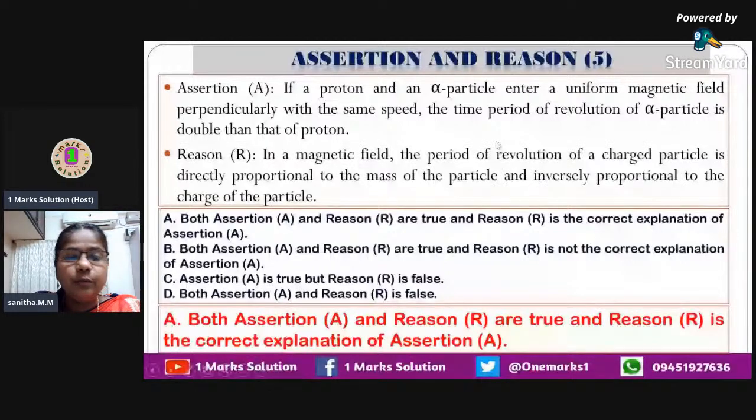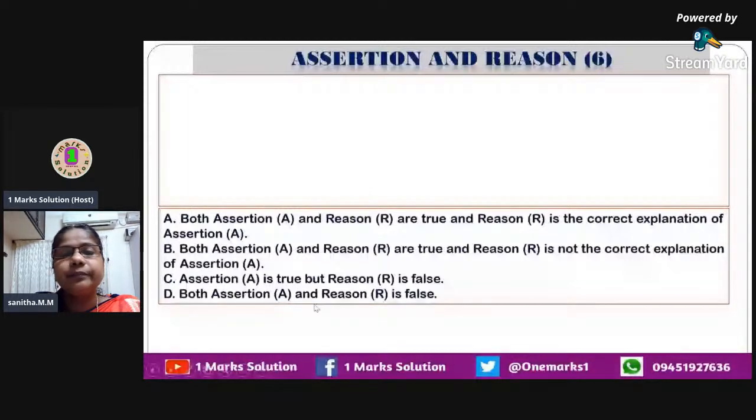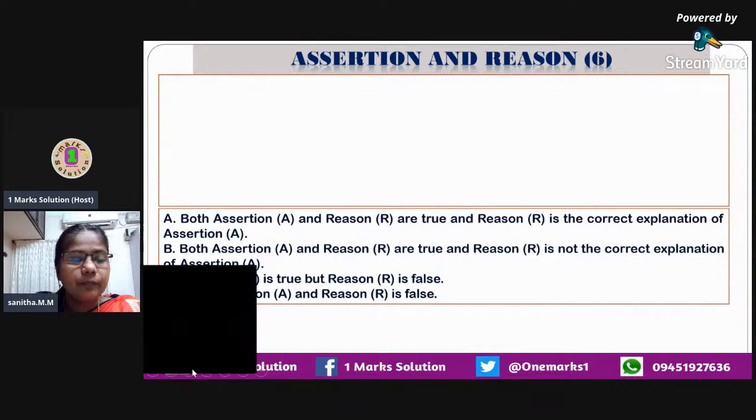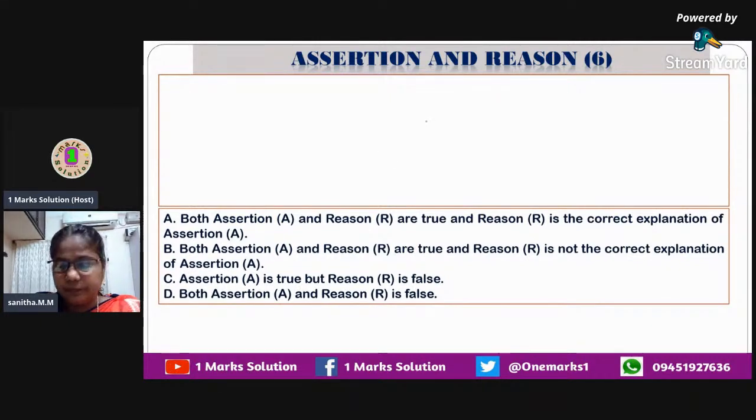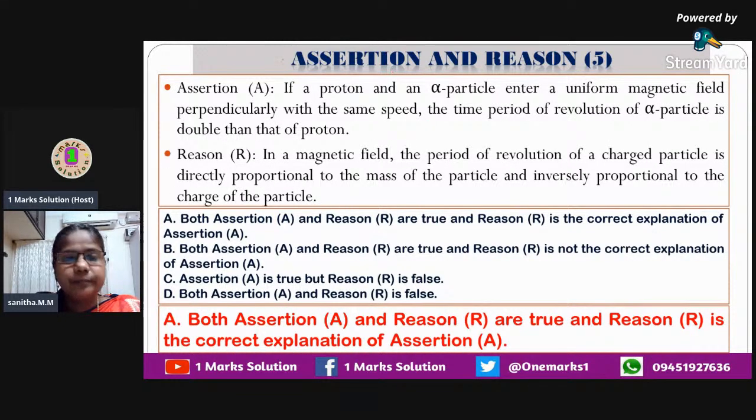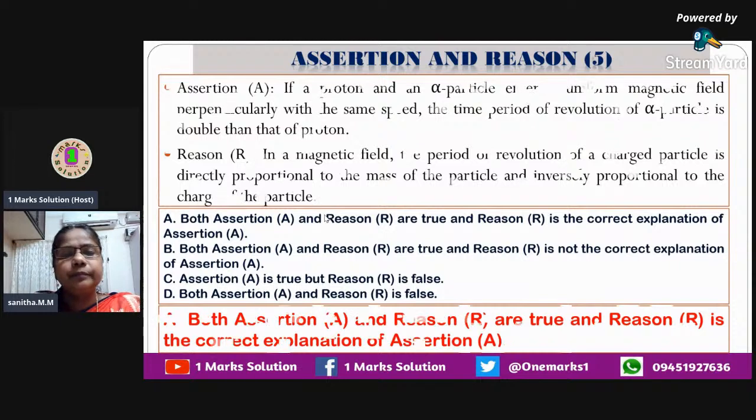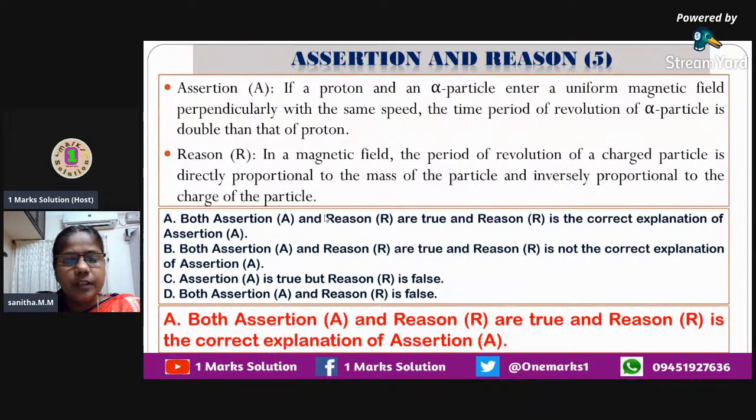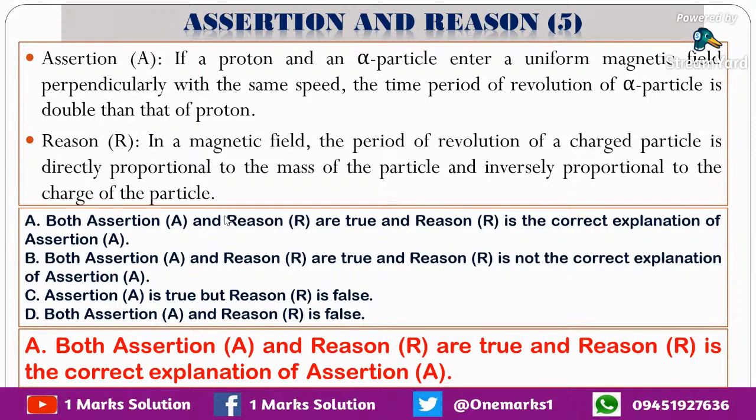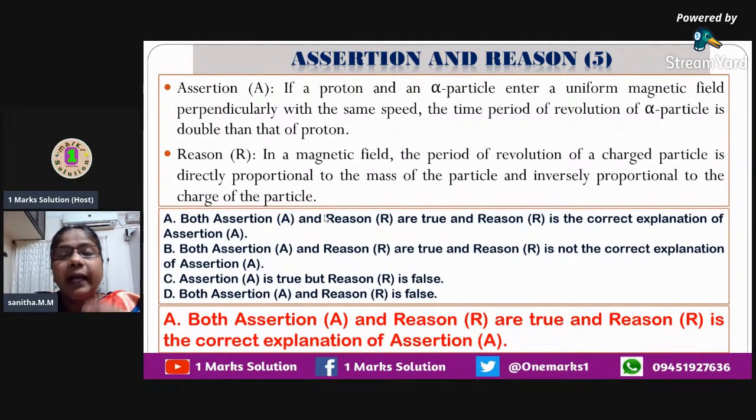If a proton and alpha particle enter a uniform magnetic field perpendicularly with the same speed, the time period of revolution of the alpha particle is double. How is it double? The time period T is equal to 2 pi m divided by BQ. That is a very important equation. The time period is independent of velocity and radius, and that is very important. So it depends on the mass, magnetic field and the charge.